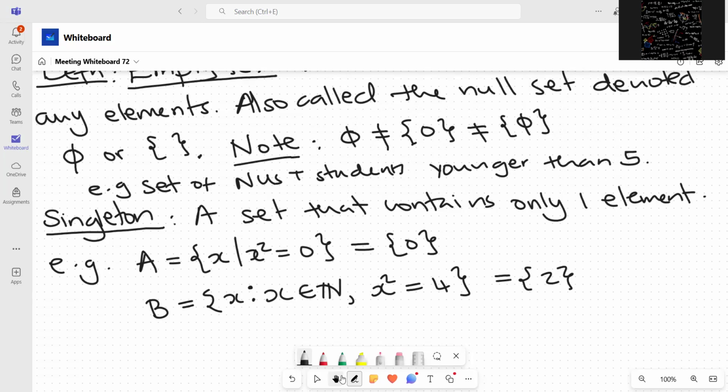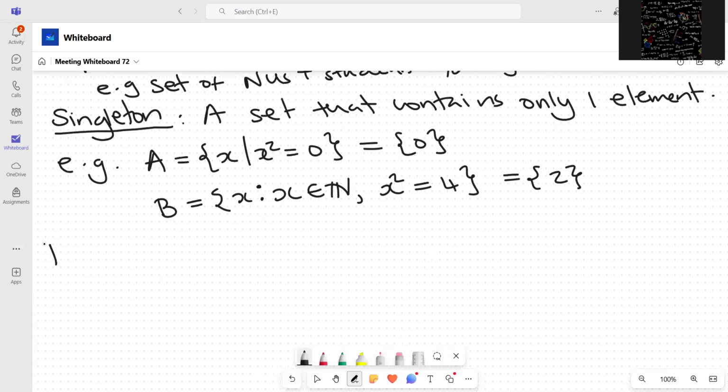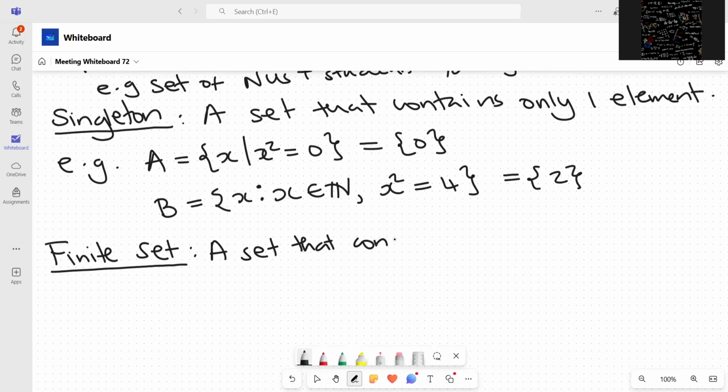Then we have what we call finite sets. This is a set that contains a definite or a specific number of elements.